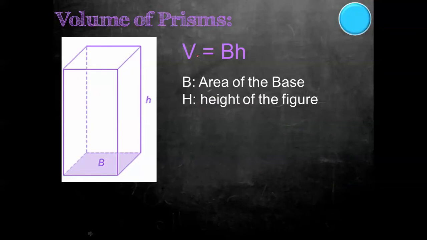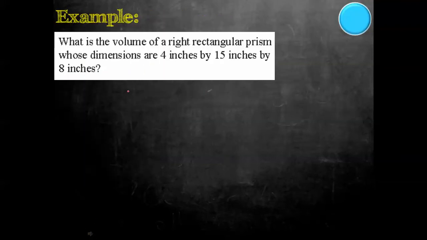Okay, review of volume. Volume equals big B times H, where big B is the area of the base and H is the height of the prism. So for example, what is the volume of a right rectangular prism whose dimensions are 4 by 15 by 8? So length is 4, width is 15, height is 8. So now we have big B times H.